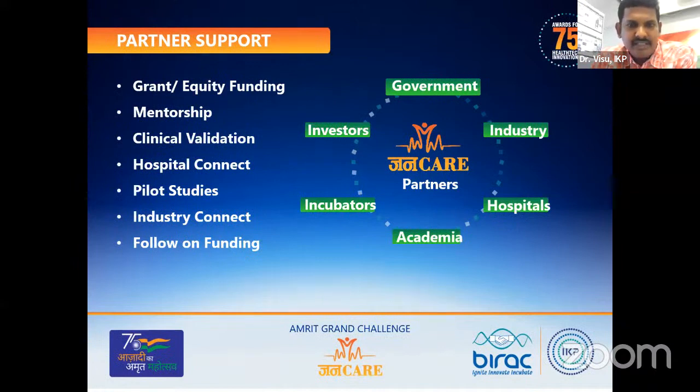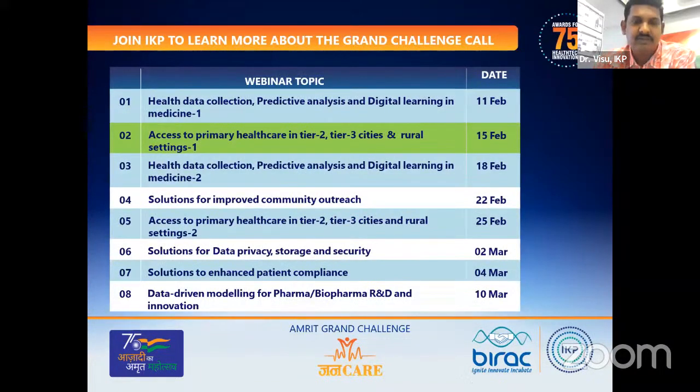So in the JanCARE program, to achieve this scale, to imagine improving the healthcare delivery system of a country like India, you need several partners. So in this program, we have several partners from the government, industry, clinical network, incubator network for helping you with funding, mentorship, clinical validation, and the hospital connect and the paid pilots, and also for the follow-on funding. As I mentioned in the first slide, the funding for the initial idea stage is 10 lakh rupees. For the late stage, it is 20 lakh. And for deployment stage, it is 50 lakhs. Some of the best solutions will be receiving follow-on funding through our funding network.